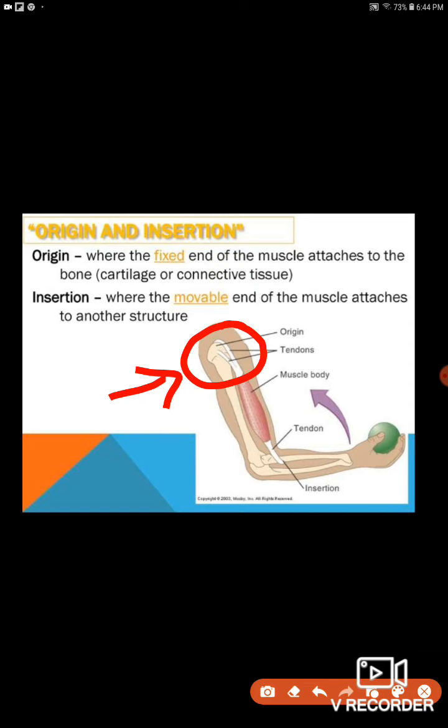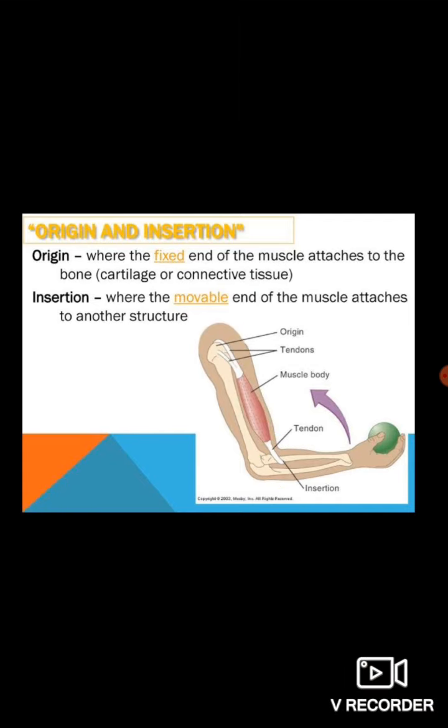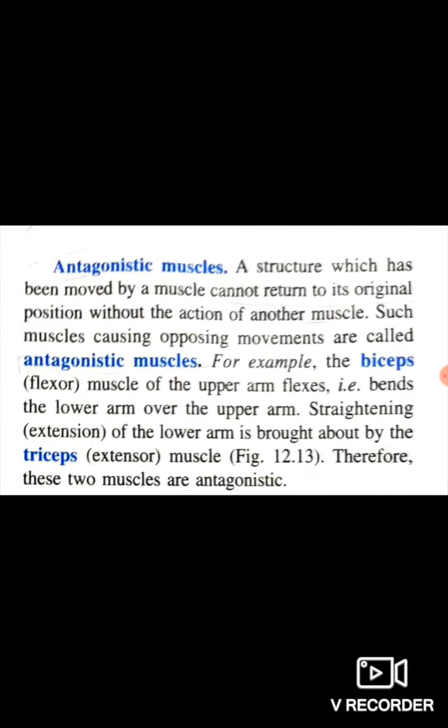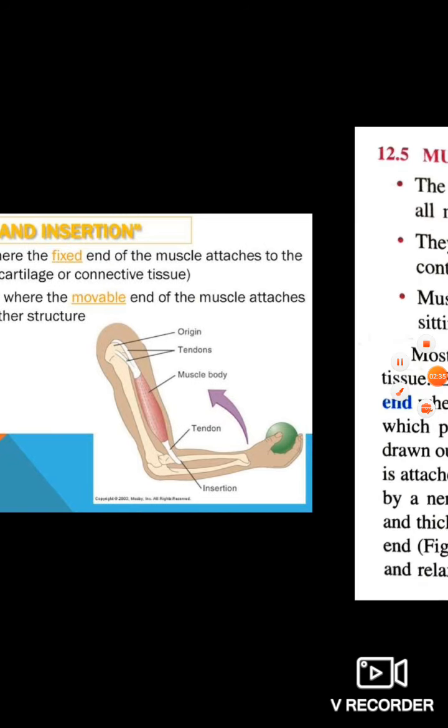But when they are attached to the movable part of the bones, then it is called the movable end. In medical terminology it is called insertion. This word also is not in your syllabus. So this is called the fixed end and this is called the movable end. Now see here, at the movable end you will find a tendon. So the movable end is drawn out to form a tough structure, the tendon, and this tendon is attached to the long bones.